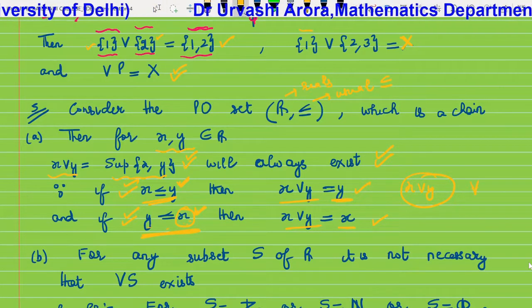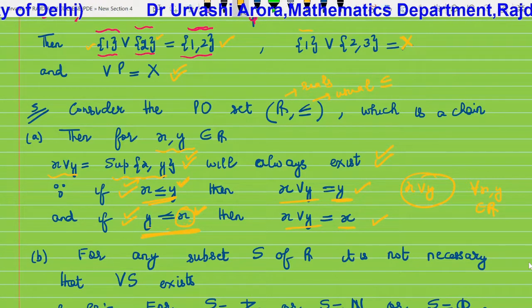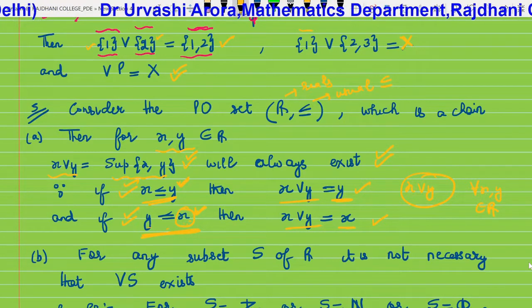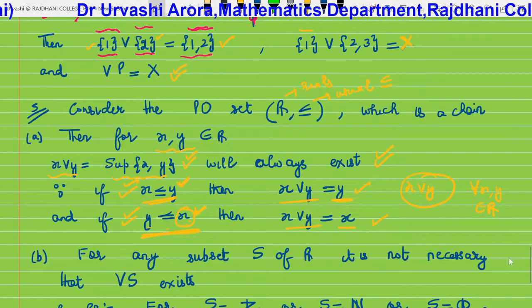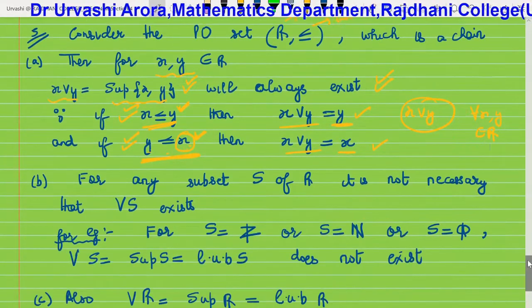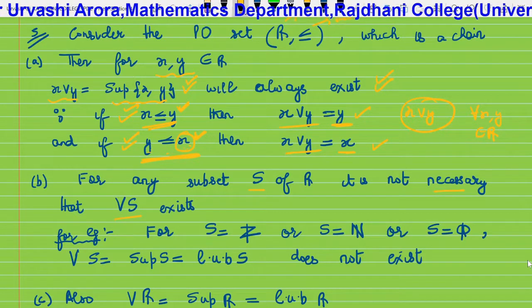And this happens for every pair of elements x and y that we choose from R. So this means that every pair of elements has a join in the PO set of real numbers. But if you take S to be any subset of R, it is not necessary that the join of S will always exist.